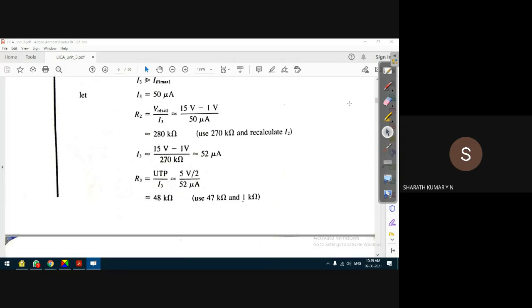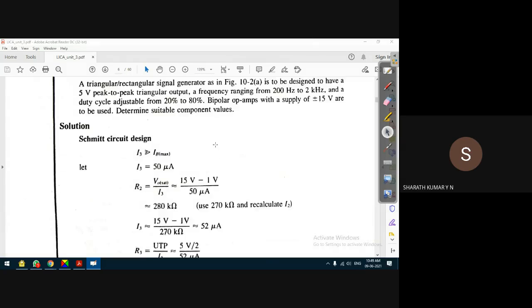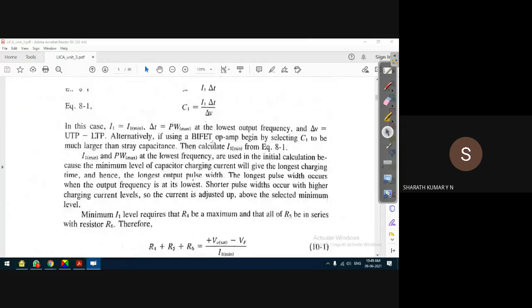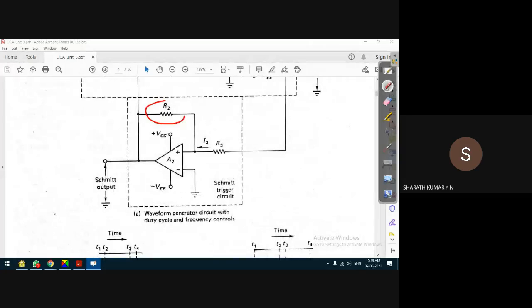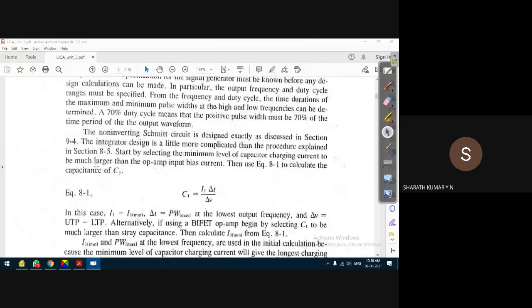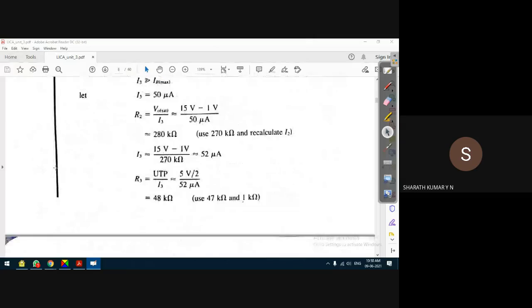Okay, what is the value of R2? Because we are designing the Schmitt trigger circuit. Sorry, I forgot to mention that we have to design R2 and R3 also. This is also important. We have to design the value of R2 and R3 for a given, assumed value of I3. Okay, let's quickly. So I3 is around 50 microamperes.